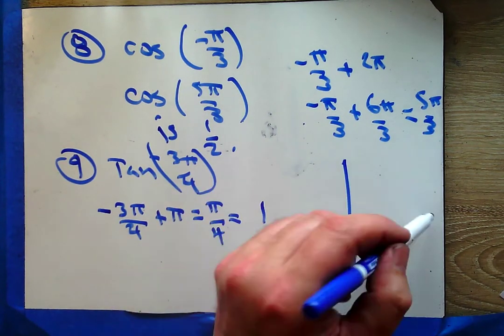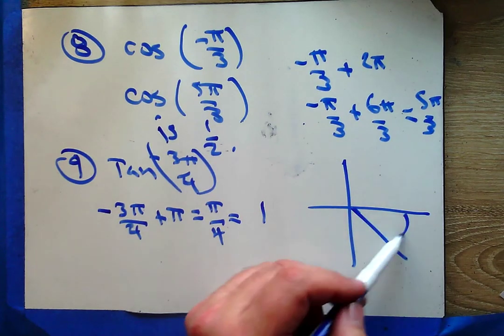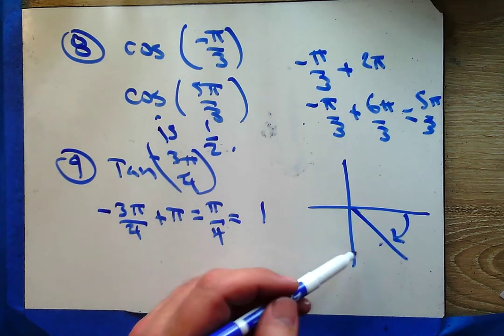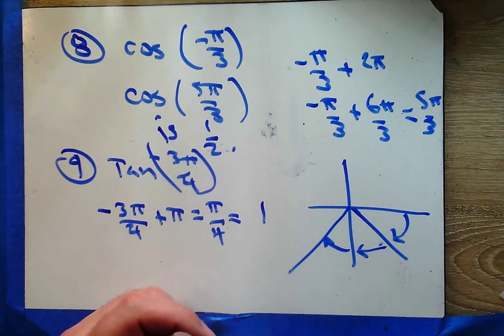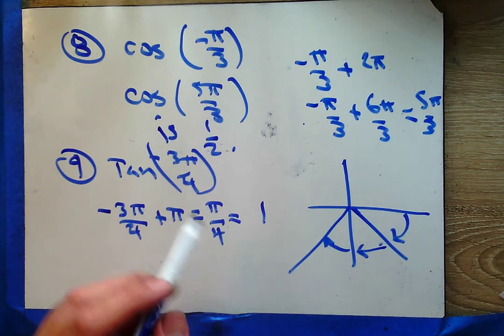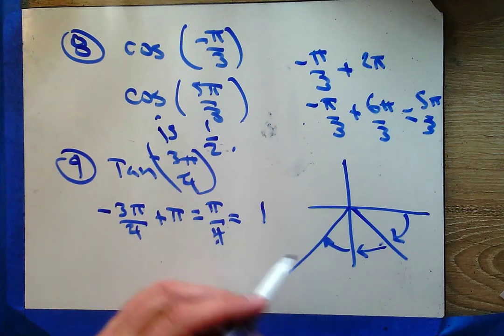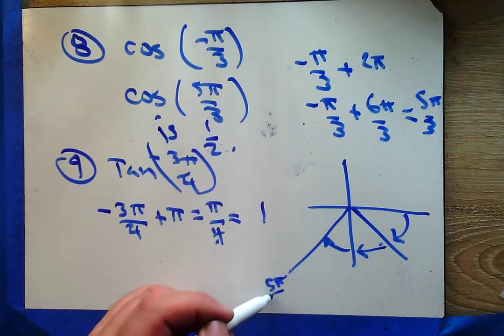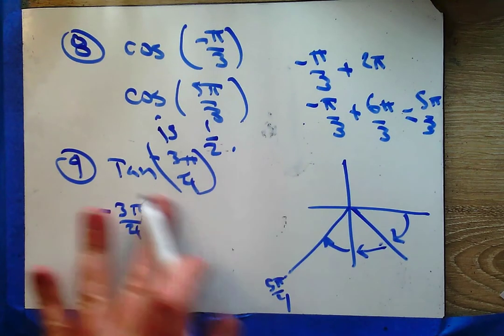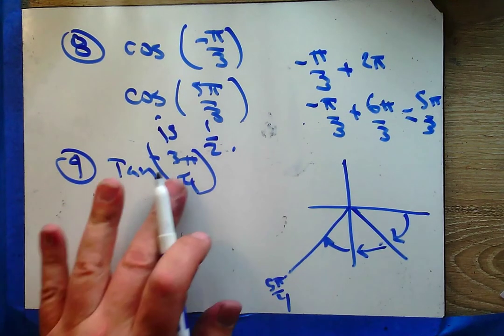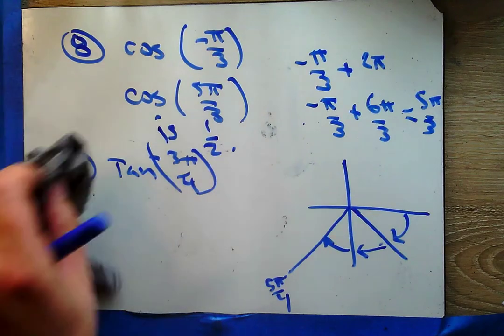Let's just check that. Negative 3 pi over 4. There's negative 1 pi over 4. There's negative 2 pi over 4. There's negative 3 pi over 4. Well, it is 1, but it sure doesn't look like pi over 4. Over here is 5 pi over 4. Huh, interesting. Yeah, I like just counting it. I don't run into problems then.